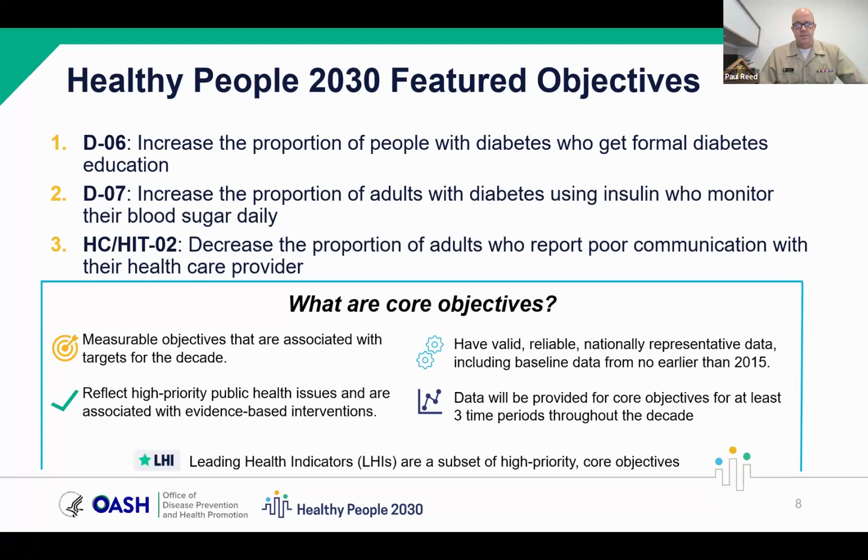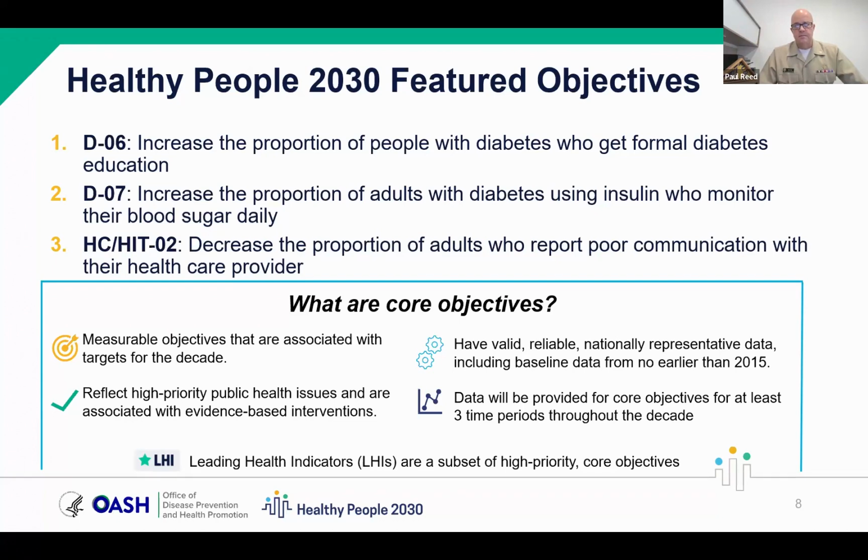Now, today's 3 featured objectives are managed by Healthy People 2030 work groups, which are comprised of federal subject matter experts who monitor these objectives throughout the decade, including the science behind them, relevant data, progress toward targets that have been set, and resources associated with each of the objectives. And these work groups help ensure Healthy People 2030 content is grounded in current evidence and available data.